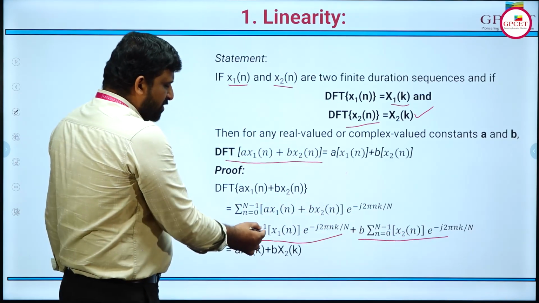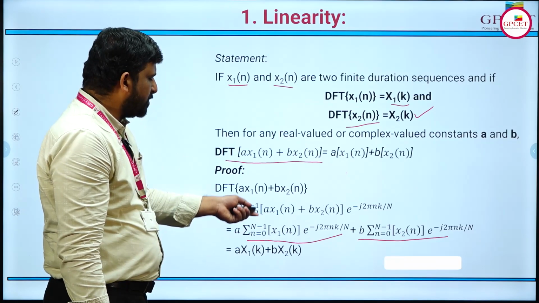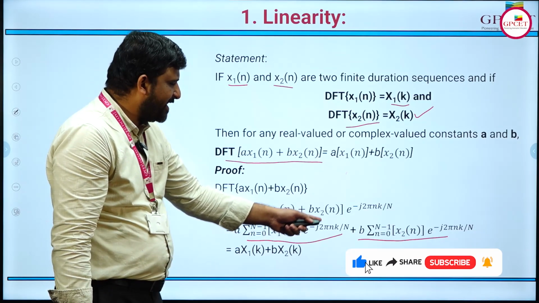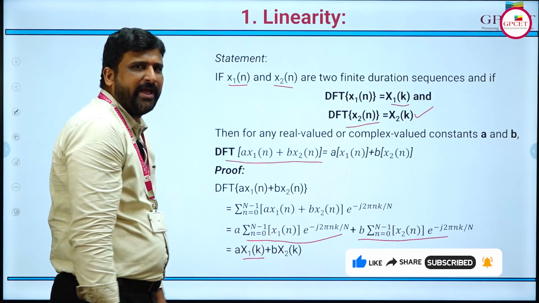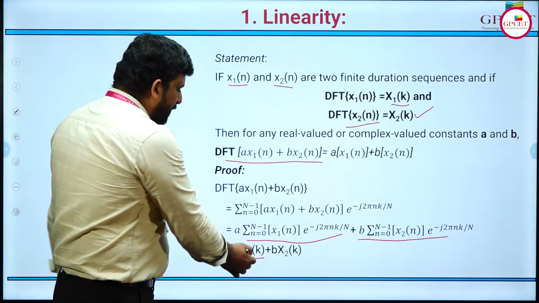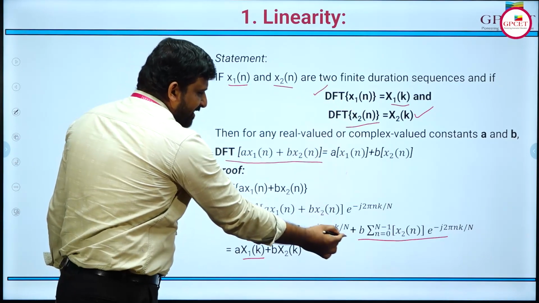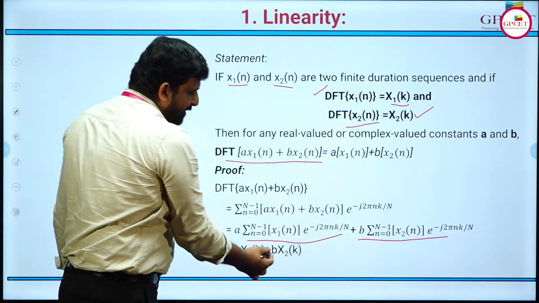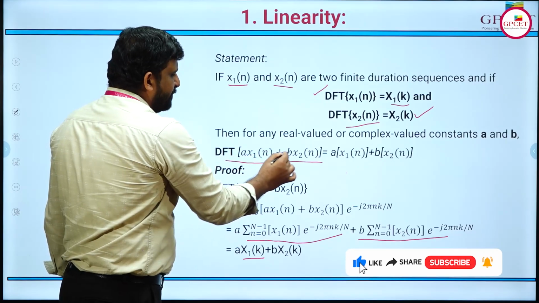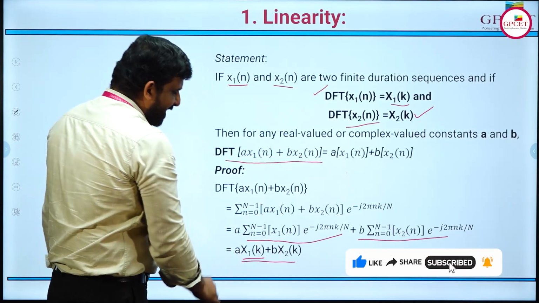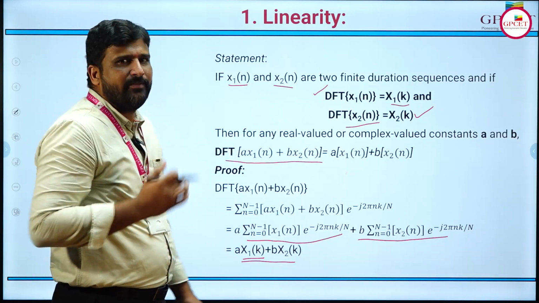We know the general equation for the discrete Fourier transform: summation n equal to 0 to N minus 1 x of n e power minus j 2 pi n k by N. I can directly call it X1 of k. The discrete Fourier transform will be converted to X1 of k according to this. Similarly, DFT of x2 of n is nothing but X2 of k. So finally I can say that DFT of a x1 of n plus b x2 of n is equal to a X1 of k plus b X2 of k. So this is the linearity property.